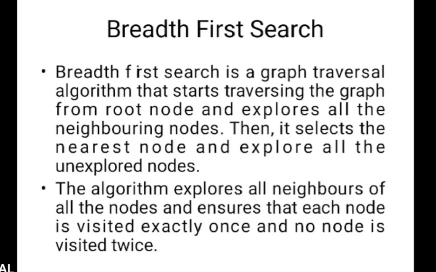The algorithm explores all neighbors of all the nodes and ensures that each node is visited exactly once and no node is visited twice. So this is important in this algorithm. Even in tree traversal, we ensure that each node is done once. But here, since there is no sequencing as such, it is possible that the algorithm comes again to a node. So it will check whether it is already visited or not. If it is already visited, then it will just ignore it.